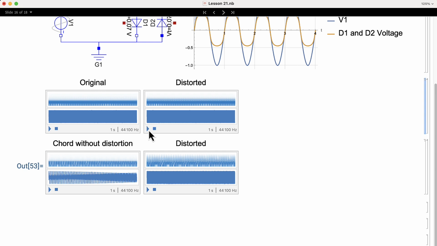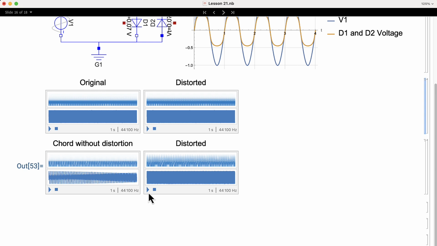Let's listen to another example. In this case, it is a group of sine waves forming a chord. Without distortion, it sounds as follows. Now let's listen to the distorted sound. This sounds closer to what we hear in an electric guitar with distortion.